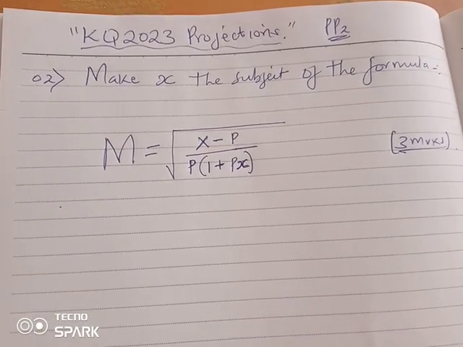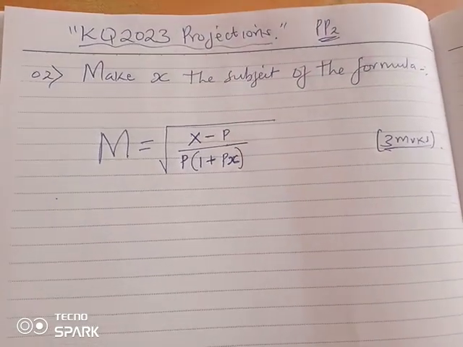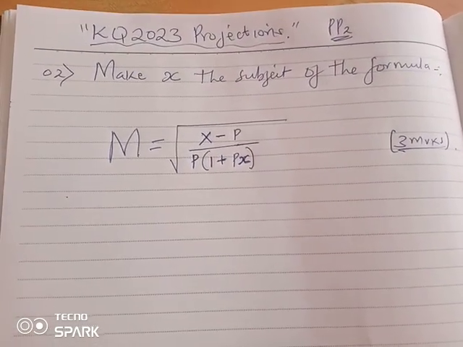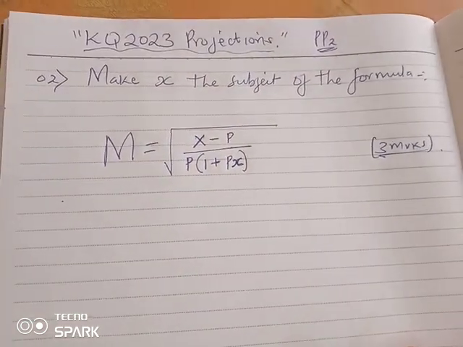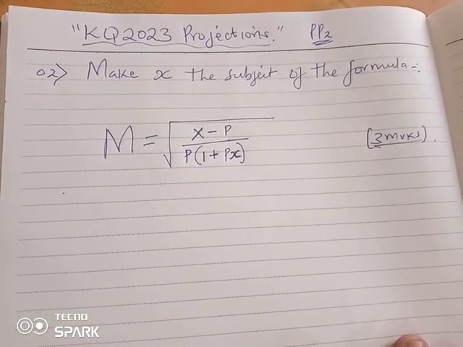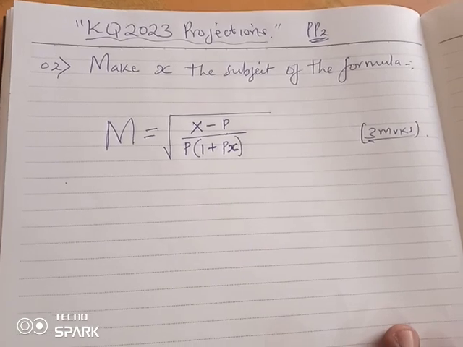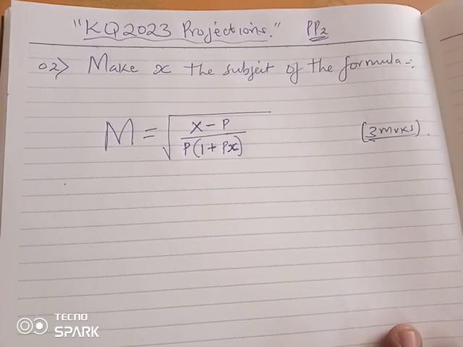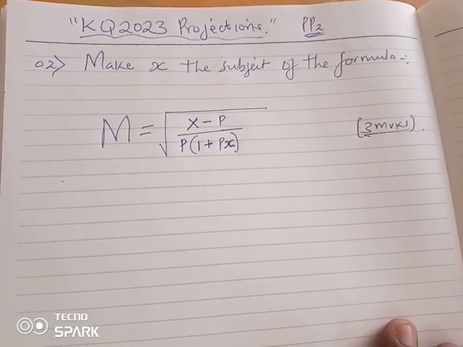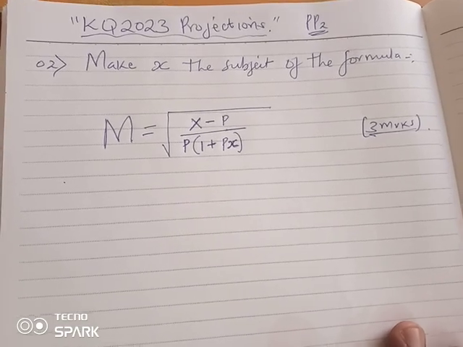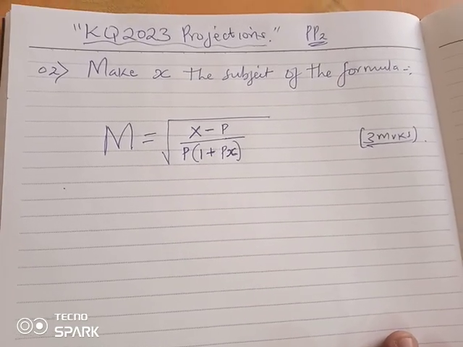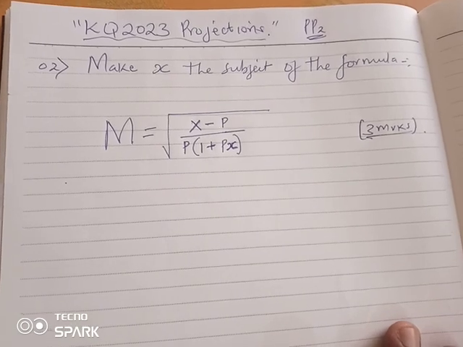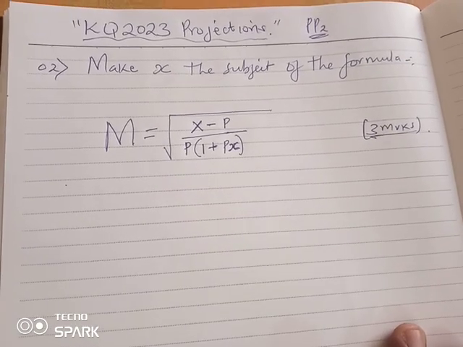Still with our KCSE 2023 projections. Our Paper 2 is still on at number 2, and what an interesting question. We can't afford to miss this, guys. So at number 2 the question says, make x the subject of the formula. Make x the subject of the formula.